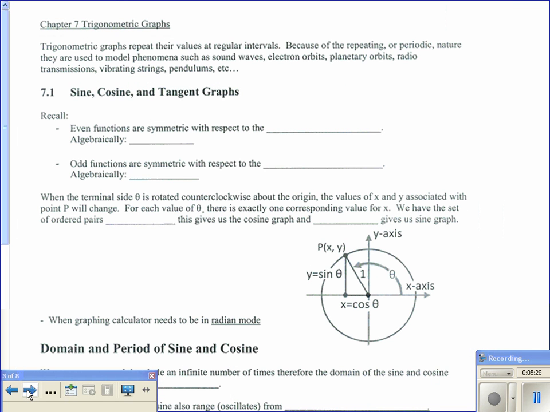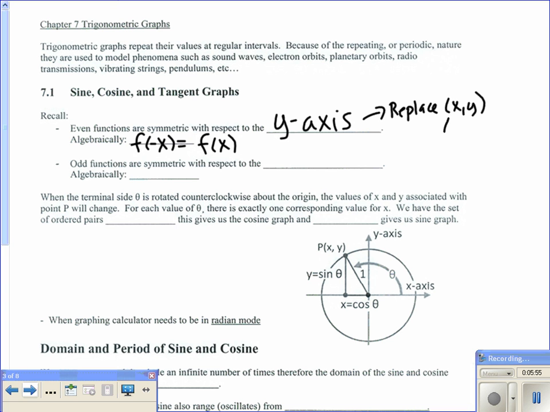So the sine and cosine and tangent graphs. If you'll recall, even functions are symmetric with respect to the y-axis. And algebraically, remember we showed that f of negative x was equal to f of x. So when you have symmetry with respect to the y-axis, remember you replace your x and y ordered pairs with negative x comma y, and that gives you the same thing back.